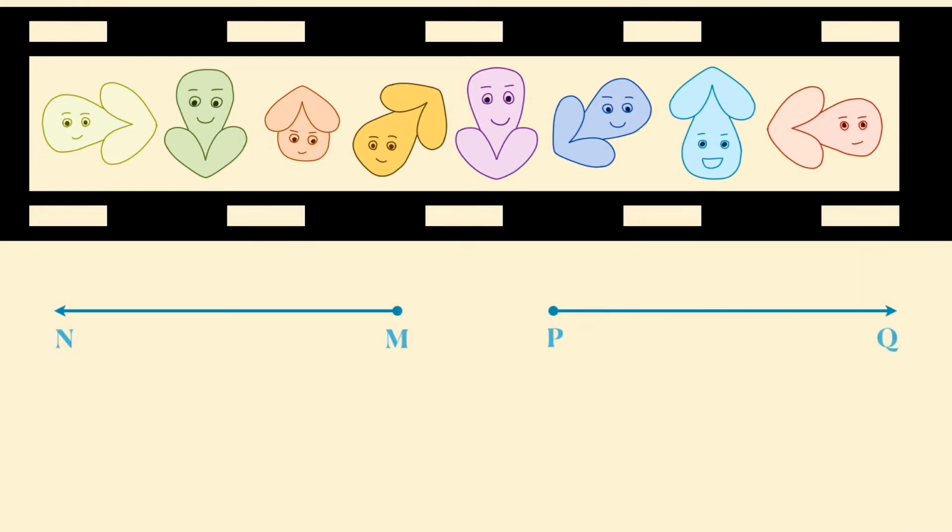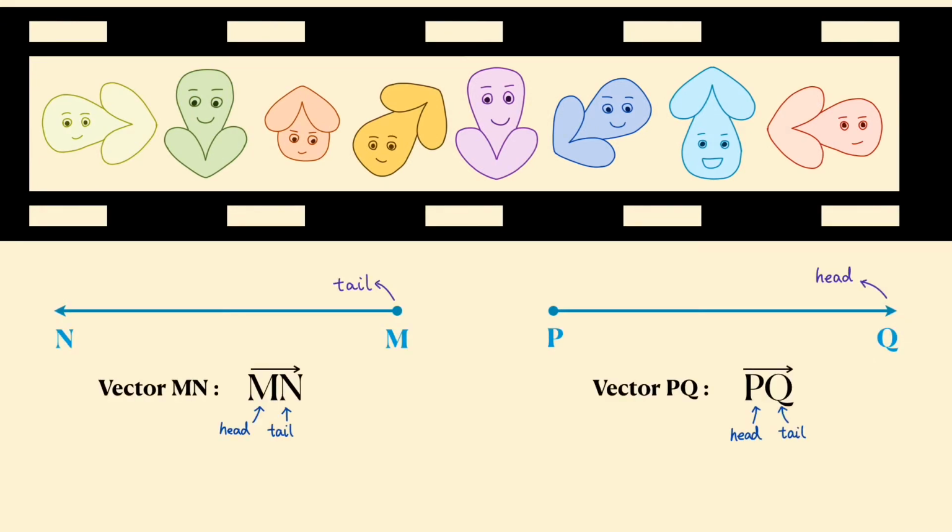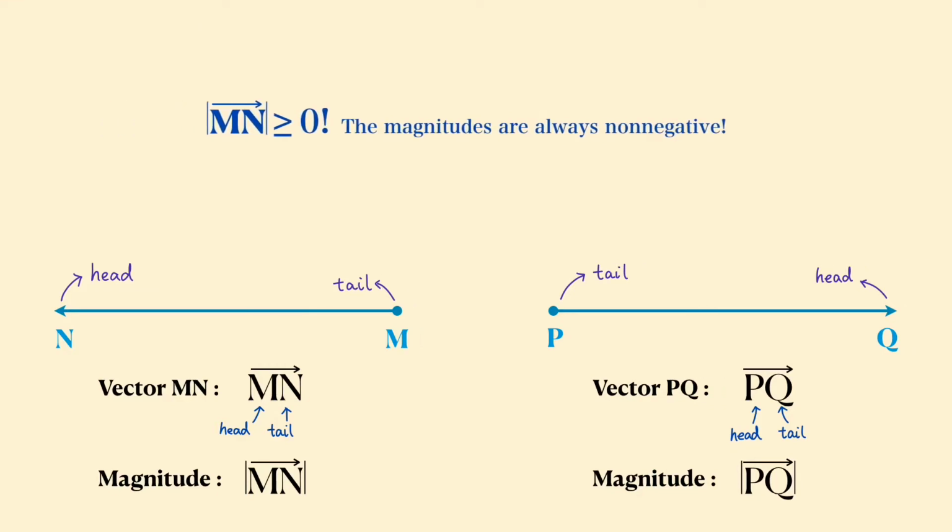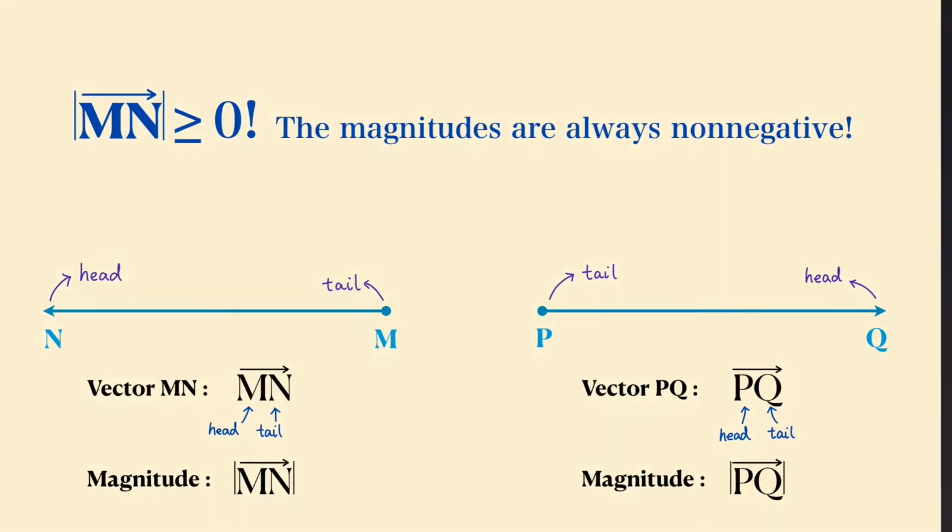Now, these are photos of my colleagues. Our names are made up of the letters of heads followed by the letters of tails, with an arrow placed above them to show that we have directions. We add a symbol of absolute value to indicate our magnitudes, which are always non-negative.